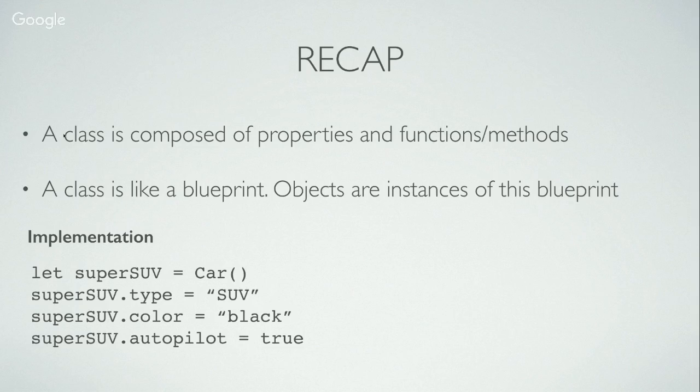And then we can use an equal sign to assign different values, like the type SUV, or the color, which is black in this case, or also bool values or different kinds of values. And so this is how we would implement an object.